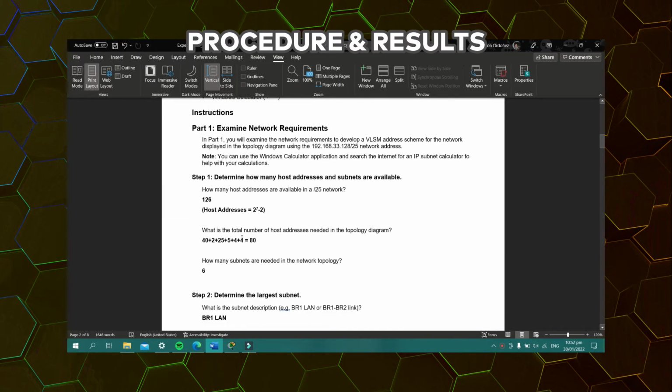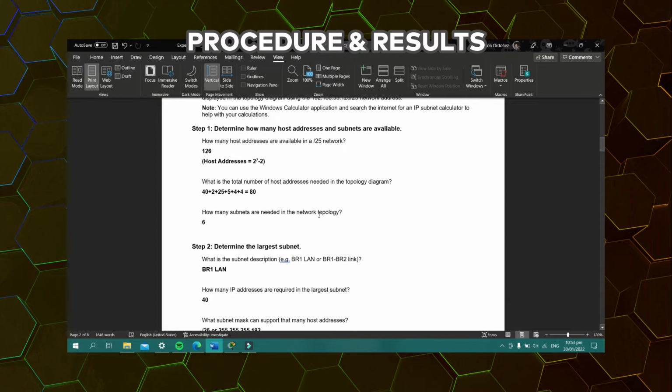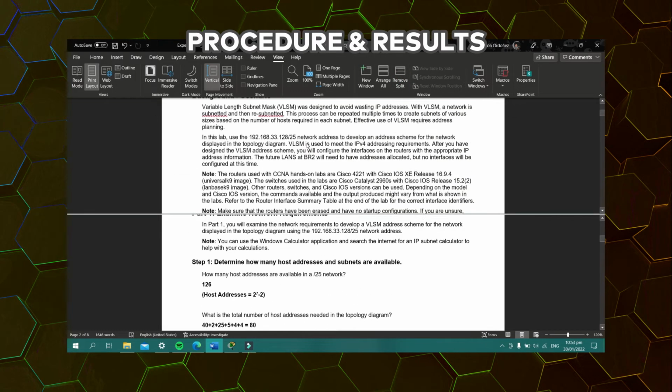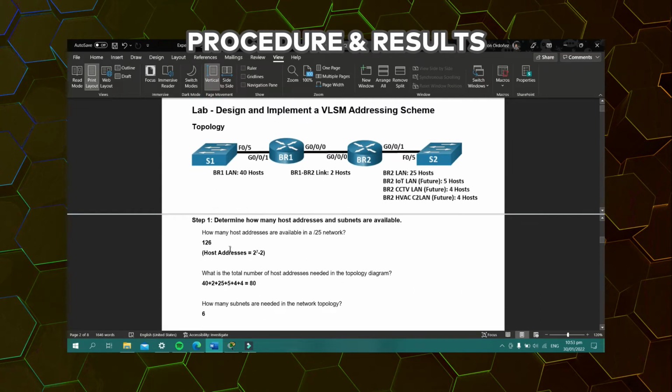For the instructions, in part 1 you will examine the network requirements to develop a VLSM address scheme for the network displayed in the topology diagram using the 192.168.33.128/25 network address. For this, I have used an IP subnet calculator from the internet in order to gain the values needed for calculation. So now let us split the screen. First, step 1, determine how many host addresses and subnets are available.